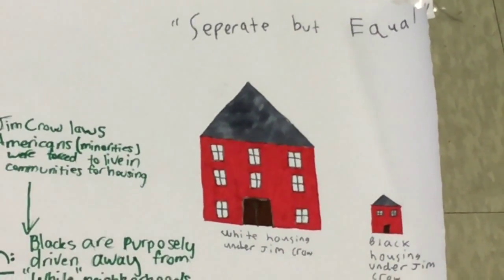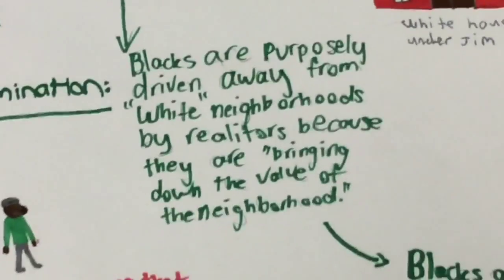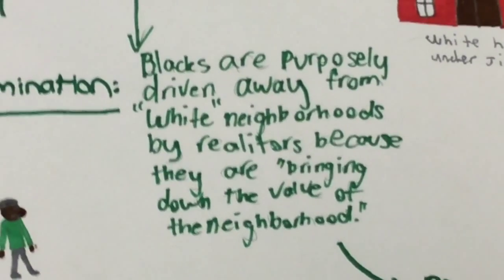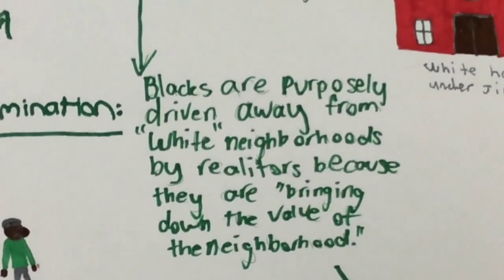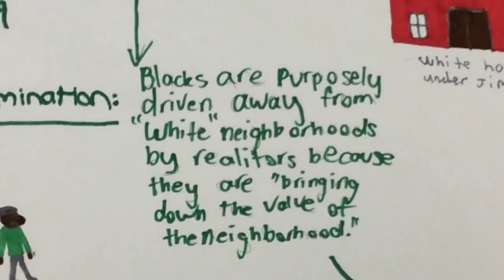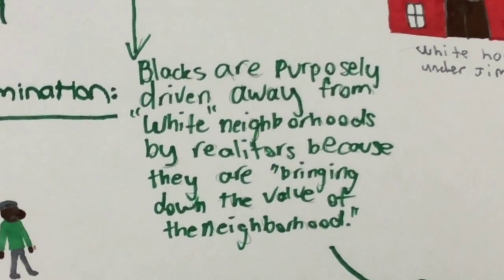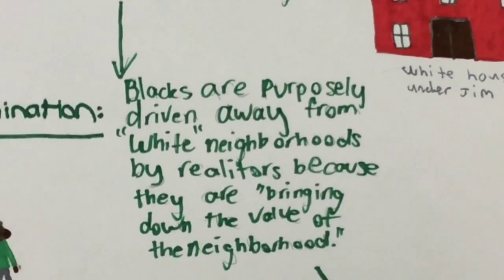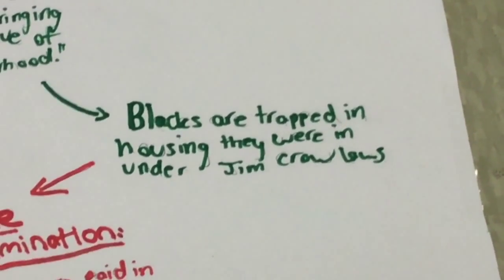So why? Now, the answer to that is first found in real estate. African Americans are purposefully driven away from white neighborhoods by realtors. In a study shown by the HUD, this was found because realtors believe the vicious stereotype that African American people bring down the value of wealthy white neighborhoods. So they're taken away from these white neighborhoods by realtors and shown to more African American neighborhoods, where, due to Jim Crow laws and limited economic opportunity, blacks are trapped in the housing that they were trapped in under Jim Crow laws.